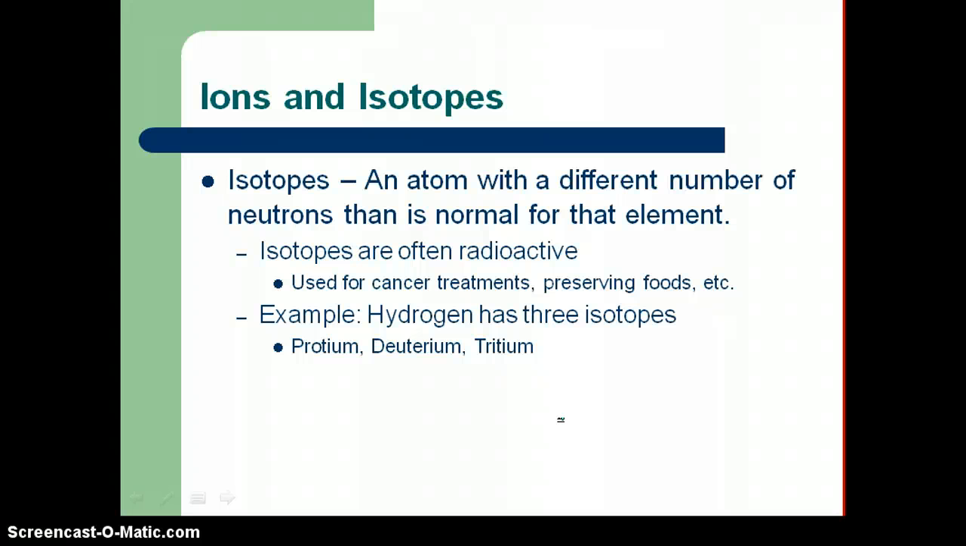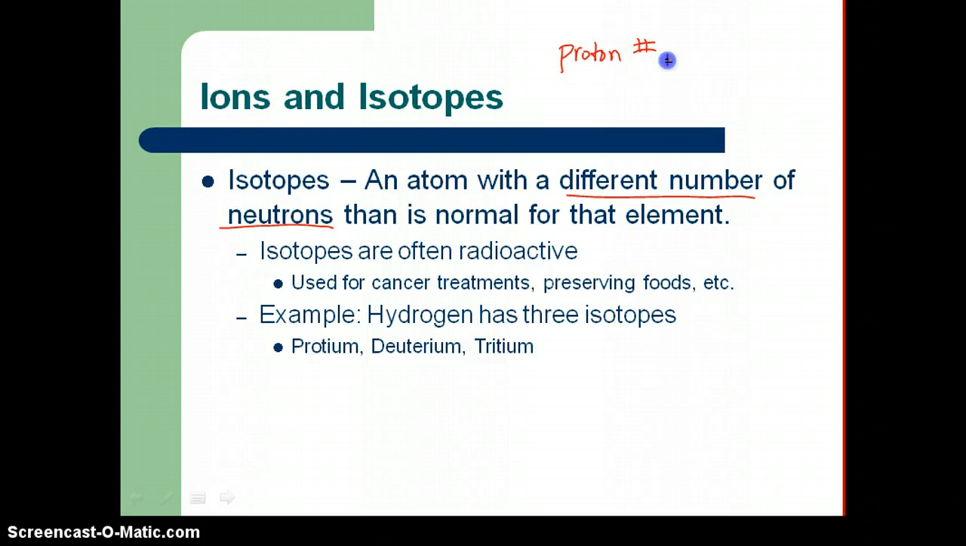Our next term is isotope. And an isotope just has a different number of neutrons than is normal. So our mass comes from protons plus neutrons. If we were to look at an isotope, it would have a different mass than is normal, and that normal is usually on the periodic table. So protons can never change.